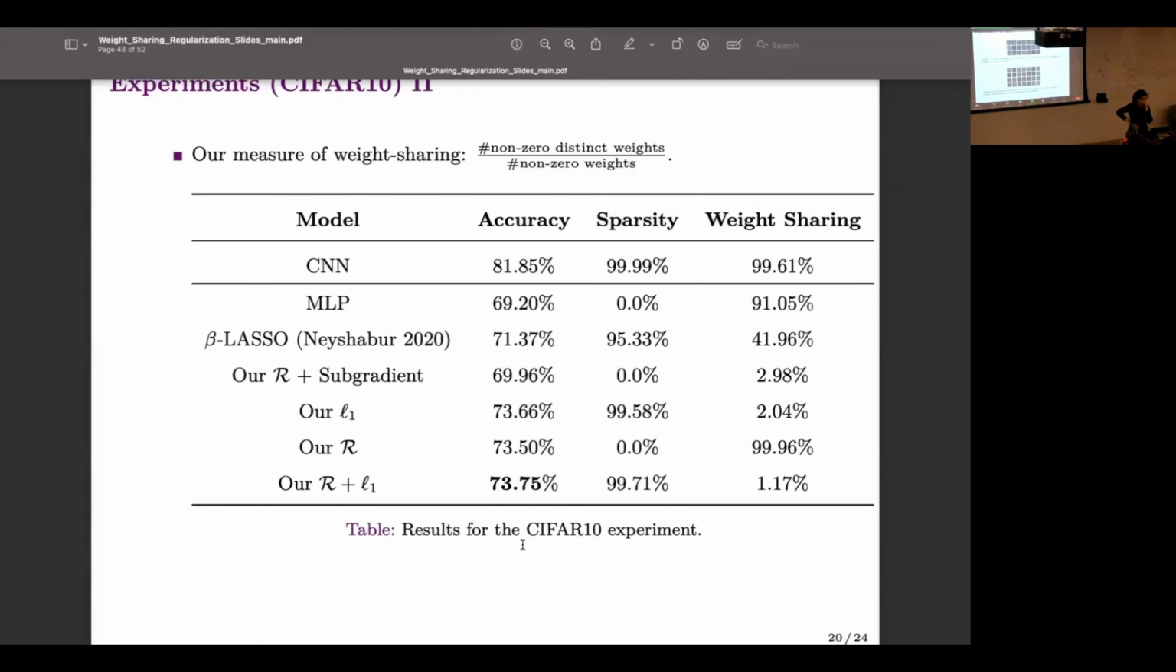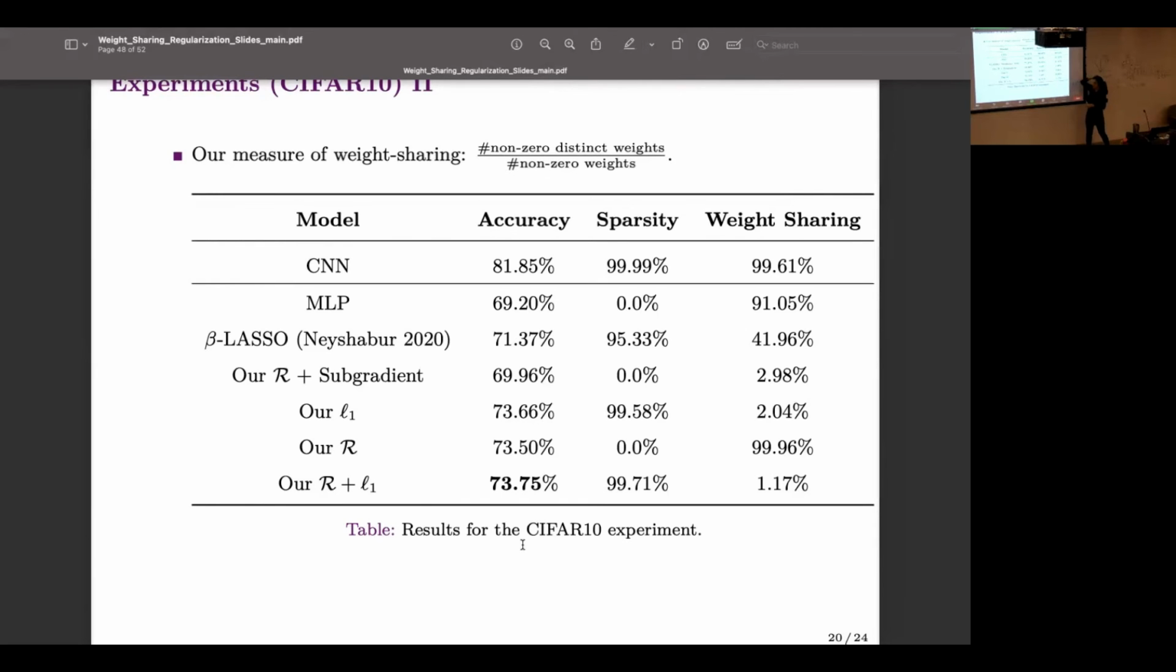In addition, accuracy-wise, we saw that compared to the MLP, we could get a better accuracy. The best accuracy was for R plus one, and RR is here. If you notice here, this is what was my motivation for adding L1. Without L1, we do not have sparsity. The weights are shared very densely, so 99% of weights are shared, but they are not zero. By adding L1, all of these shared weights are going to take the zero value, and the model is going to get more sparse.